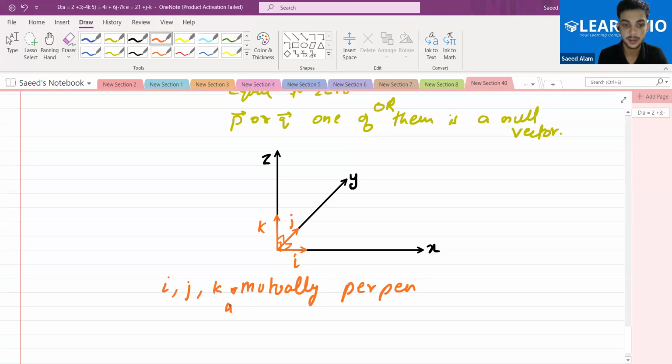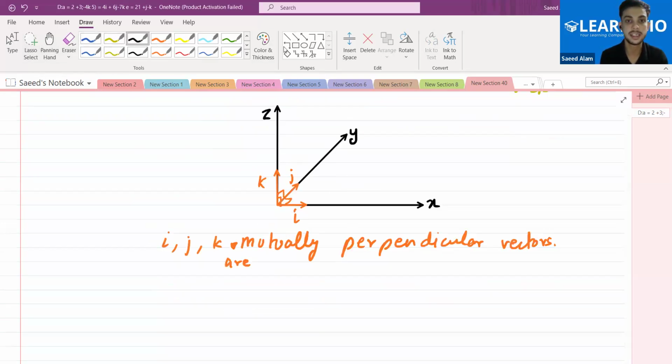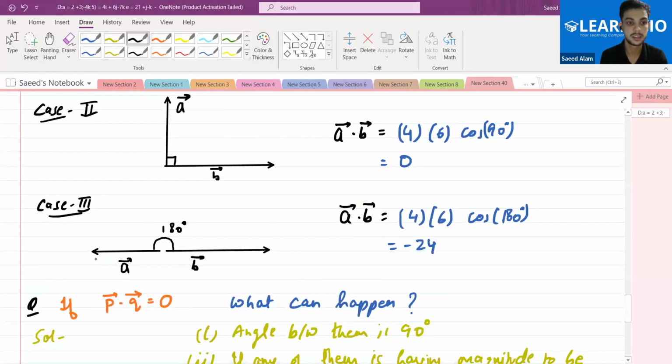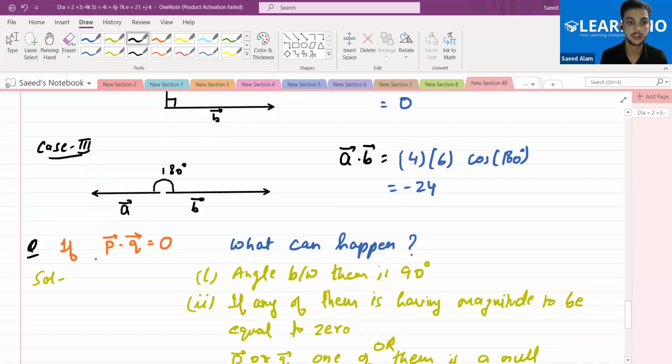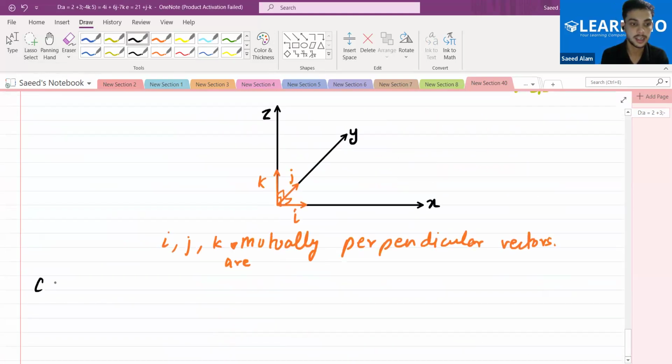I, J, K are mutually perpendicular. Okay. Now tell me one thing: as we had seen above, these were the three cases that we had talked about. Let's take case number 4 also.